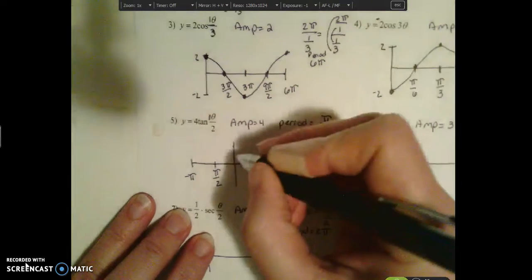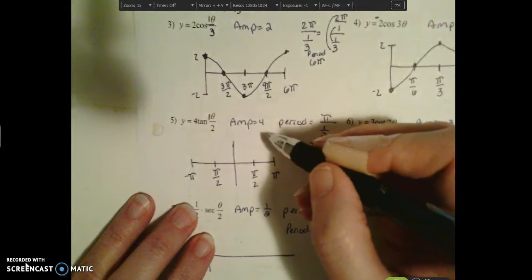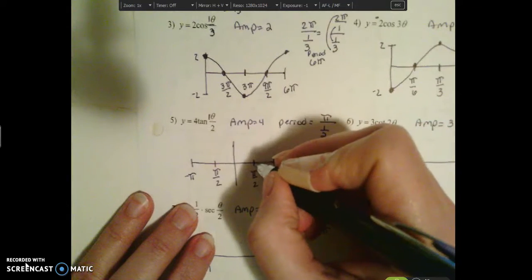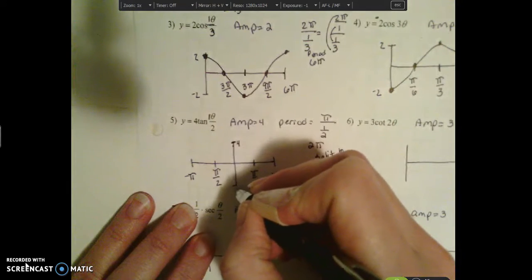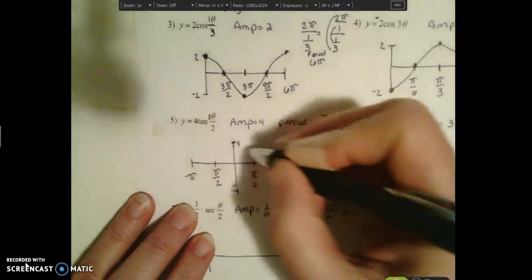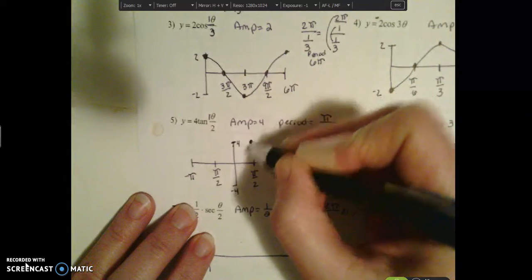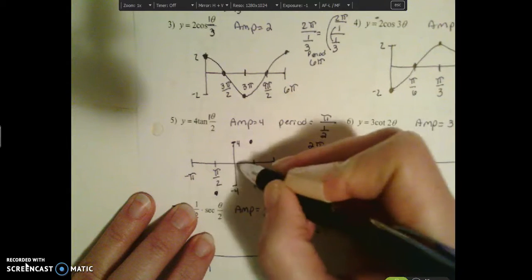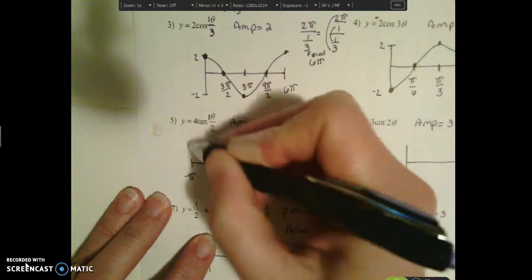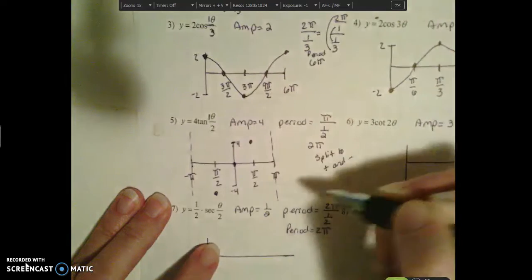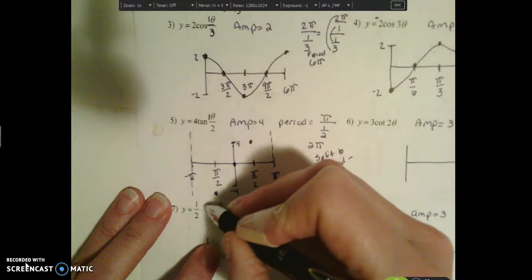Okay? My amplitude is 4, so that means that at pi over 2, I'm going to be going up to 4 instead of 1 like I did before. So I'm going to go up to 4 here and down to -4 here. I have 0 here. And my asymptotes for tangent are always the outer parts there. So there's my tangent curve.